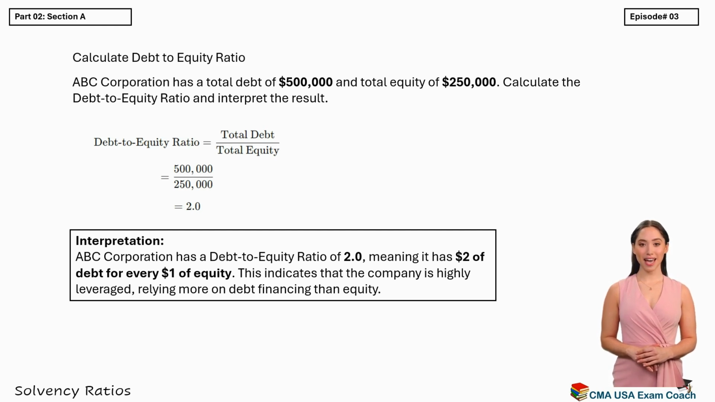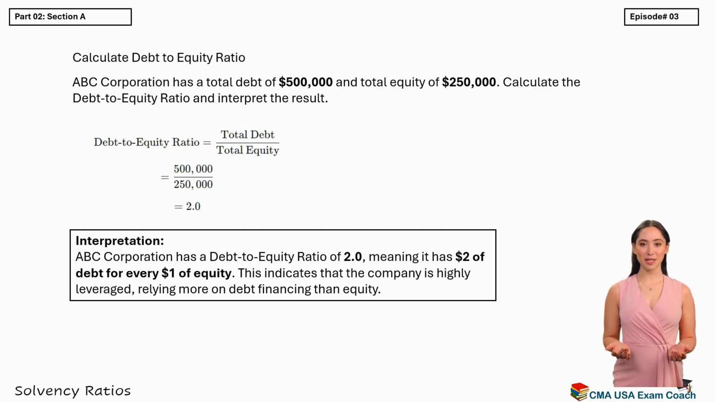A higher debt-to-equity ratio like this can indicate higher financial risk, as the company has significant debt obligations. However, it can also mean the company is using debt strategically to fuel growth. Investors and creditors often compare this ratio with industry benchmarks to determine if the leverage level is reasonable or excessive.